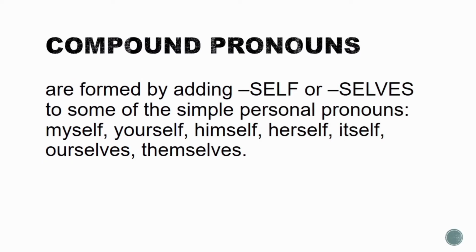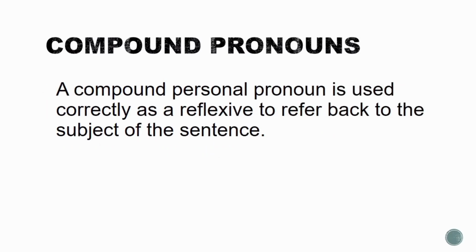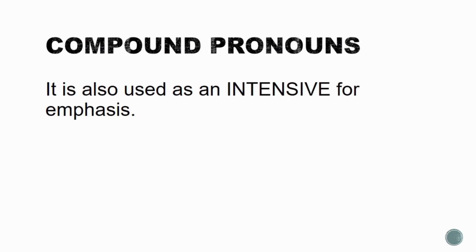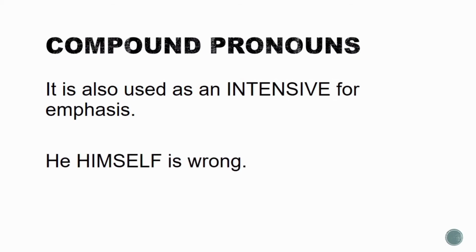The next kind of pronouns are compound pronouns. They are formed by adding self or selves to some of the simple personal pronouns such as myself, yourself, himself, herself, itself, ourselves, and themselves. A compound personal pronoun is used correctly as a reflexive to refer back to the subject of the sentence, such as in the example, he helped himself. It is also used as an intensive for emphasis, just like in the sentence, he himself is wrong.